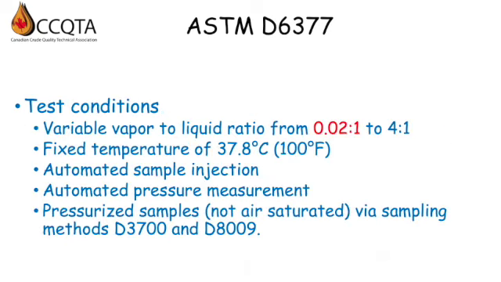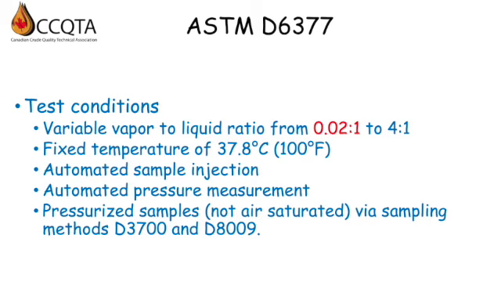This method uses the same temperature condition as the D323 and D5191 methods. However, it has provision for variable VL ratios. The VL range is listed in the method scope from 0.02 to 1 to 4 to 1. However, anecdotal evidence indicates that a lower VL limit of 0.2 to 1 is more practical.